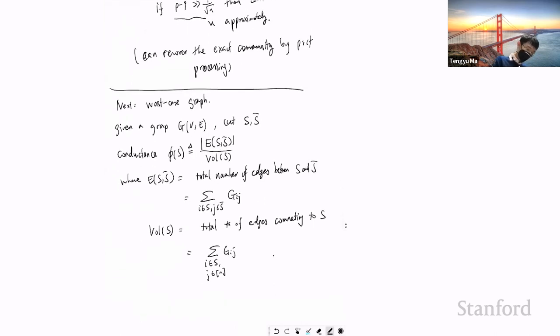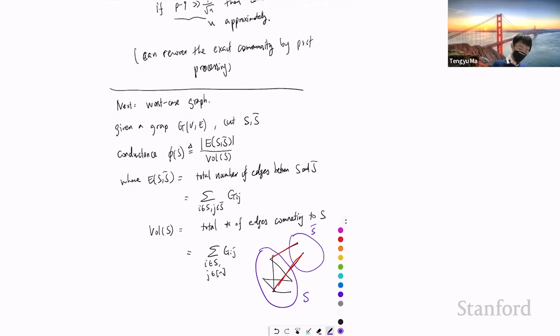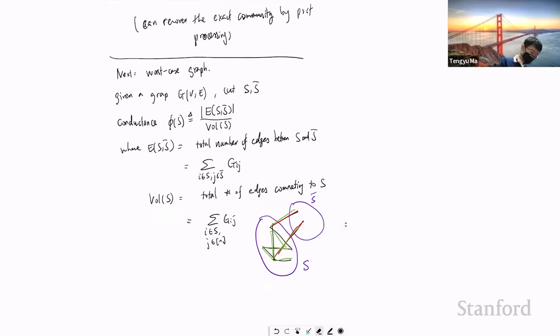If you draw a graph, something like this, maybe this and this, and you define this cut. Suppose this is S, then what is E(S, S bar)? E(S, S bar) will be counting these two edges because they go from S to S bar. And the volume of S will be counting all the edges connected to S, so basically all the green edges drawn here are counted. You can see by the definition that the volume of S is always at least E(S, S bar).